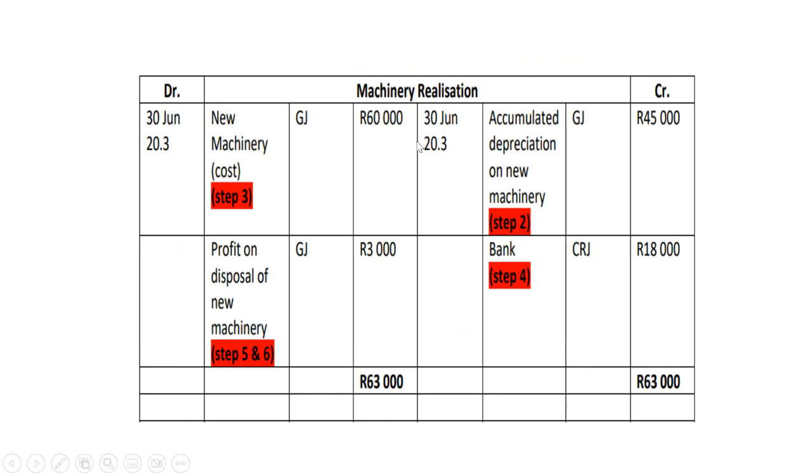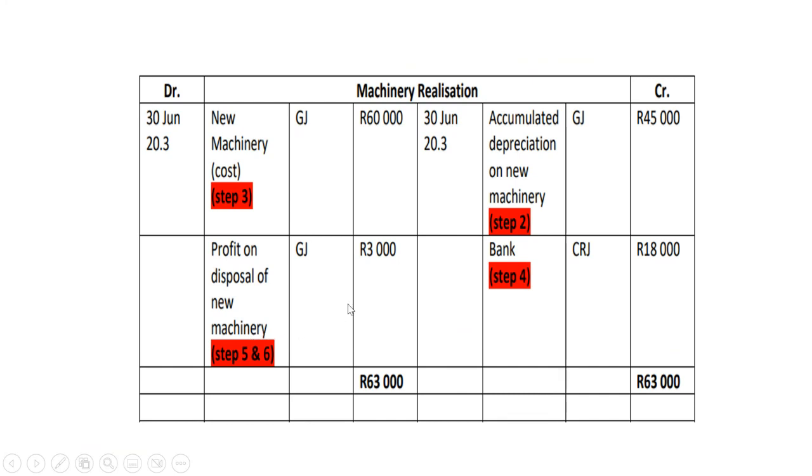We already have 60,000 here. So both sides must be equal to the amount that is higher, which means in this case, on the debit we have 60 only. On the credit, we have 45 plus 18, which is 63. So both sides must be equal to 63,000 rand. How then do we get from 60 to 63? We are short of 3,000 rand. Where did we get this 3,000 rand? You will see it is a profit on disposal of the machinery.